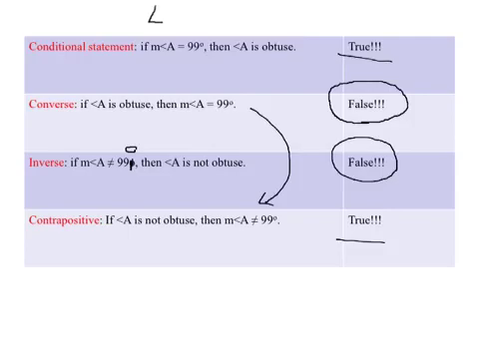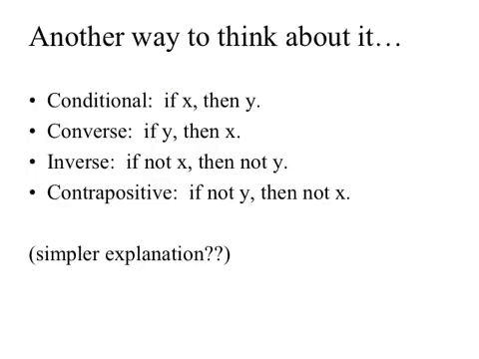But yeah, I would totally write this stuff down in a note card, and maybe all the examples too, to help you remember. Another way to think about it, note card. Conditional: if X, then Y. Converse: flip the X and Y. If Y, then X. Inverse: negate the conditional. If not X, then not Y. Contrapositive: negate the converse. If not Y, then not X. Much simpler explanation. Makes total sense to me.